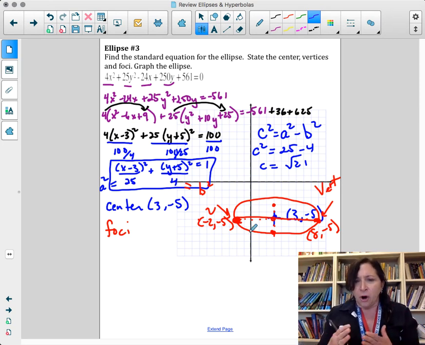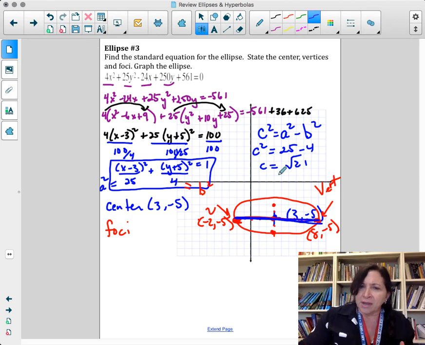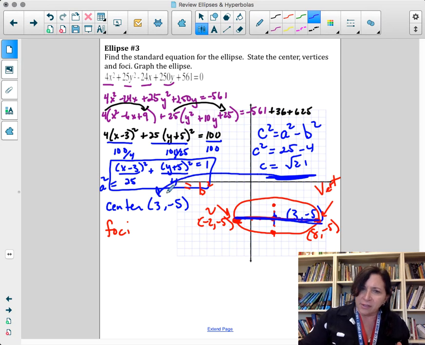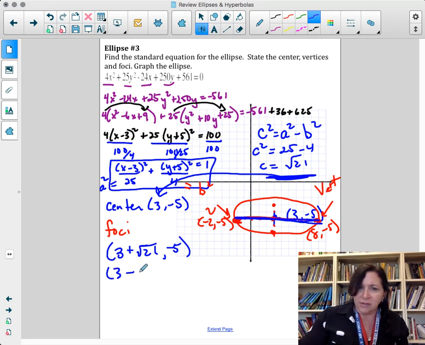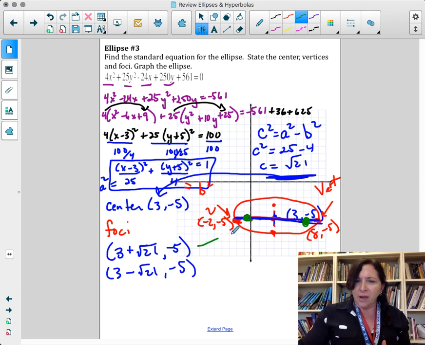Because my focal points are on the major axis, and my major axis is x, it goes horizontal, that means that I'm going to add my focal points to the x coordinate of my center. So meaning my focal points are going to be at 3 plus the square root of 21, negative 5, and 3 minus the square root of 21, negative 5. And so those focal points are going to be on here and here. So that's the minus 1, and this is the plus 1.